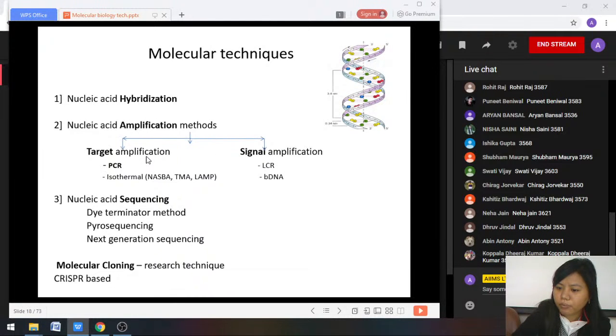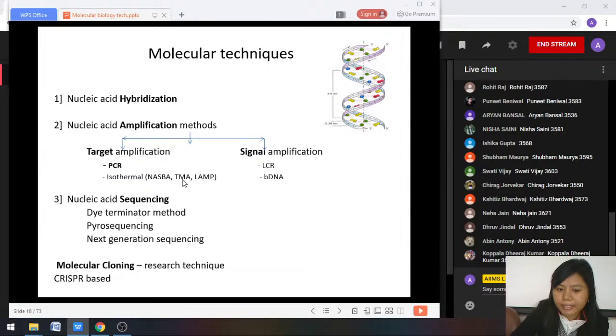Target amplification is the one where the target gene is amplified and then detected, right? PCR, or polymerase chain reaction, is the most common technique which is used, and it is a target amplification based molecular technique. So in PCR you have alternate cycles of temperature being used. There is one modification where this whole target amplification is done at a single temperature. These are called isothermal amplification assays, which are also available.